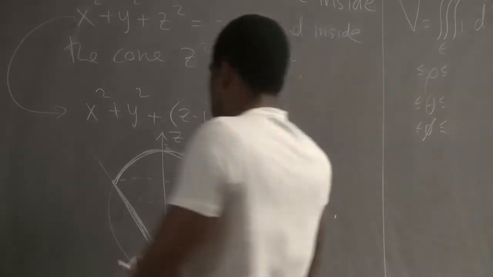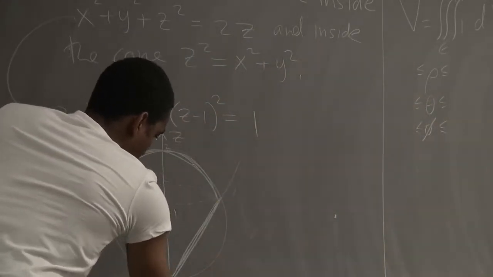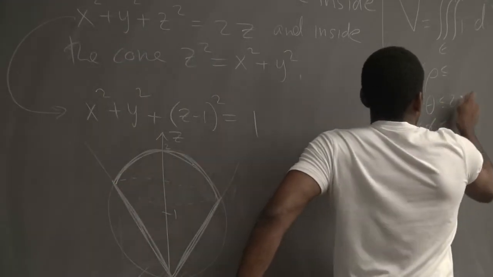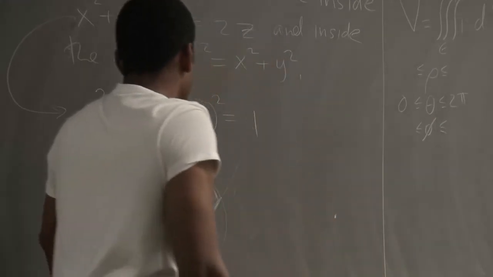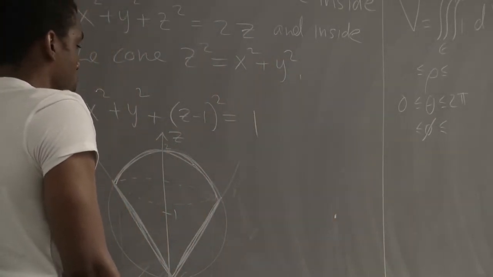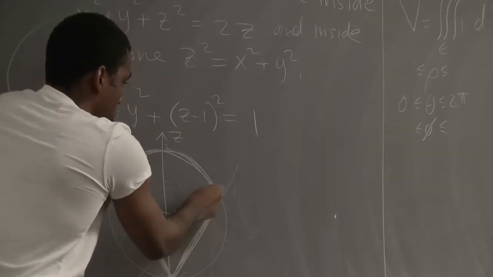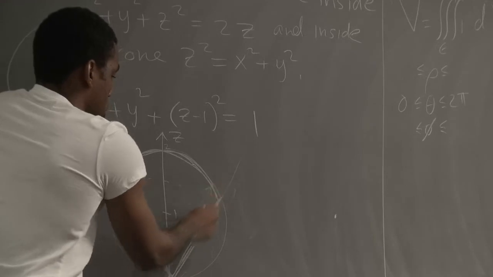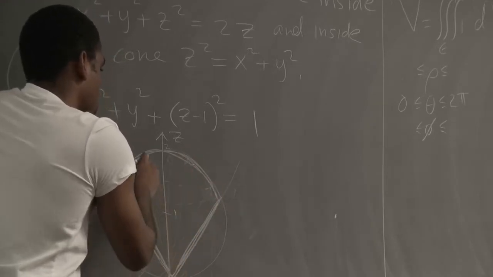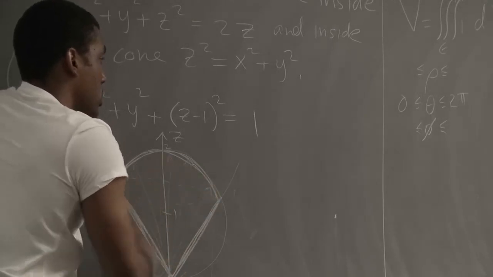Well, theta should be fine, right? Because if you look in the xy plane, what's going on? You have a full circle. So theta is 0 to 2 pi. But what is rho? Rho would be the distance from the origin to the sphere, right? It's always to the outermost reaches, which would be the sphere. You're really measuring the distance to the sphere.